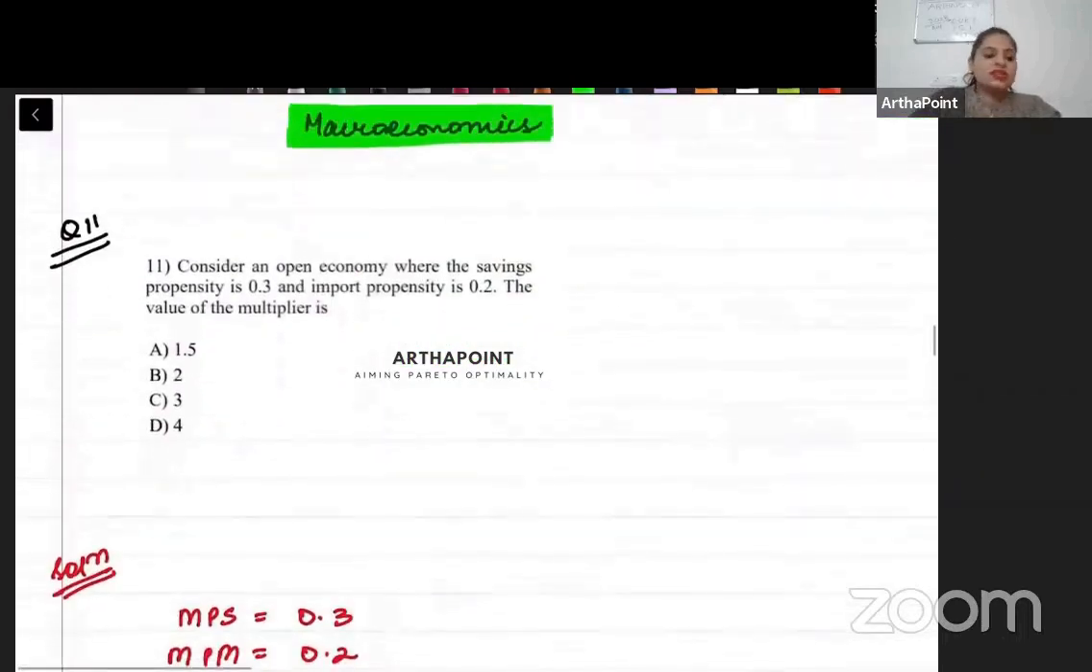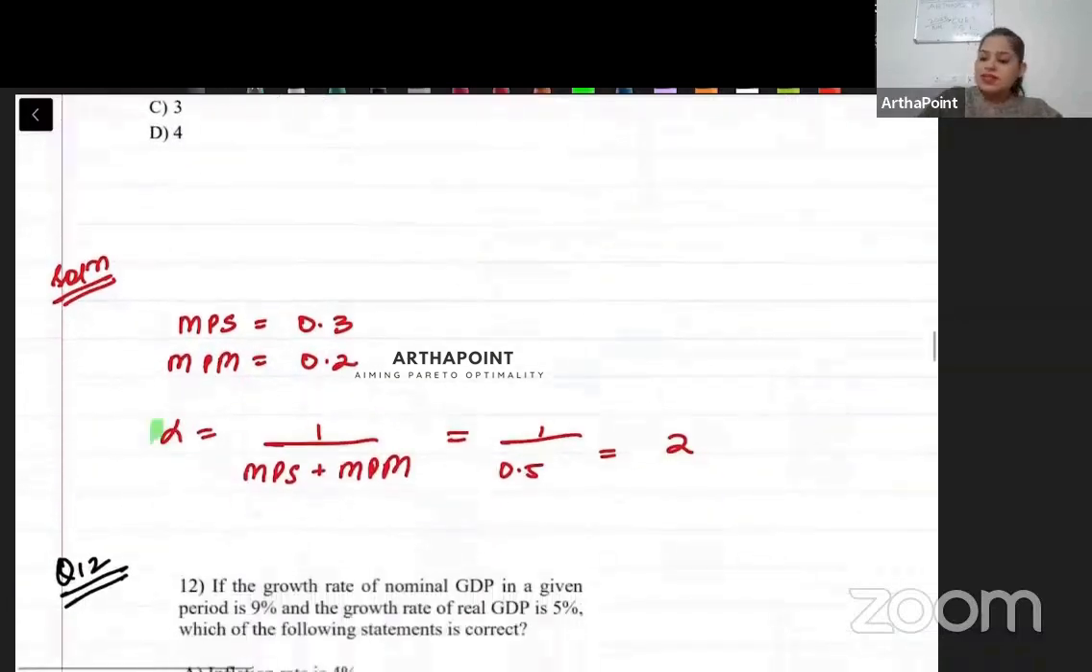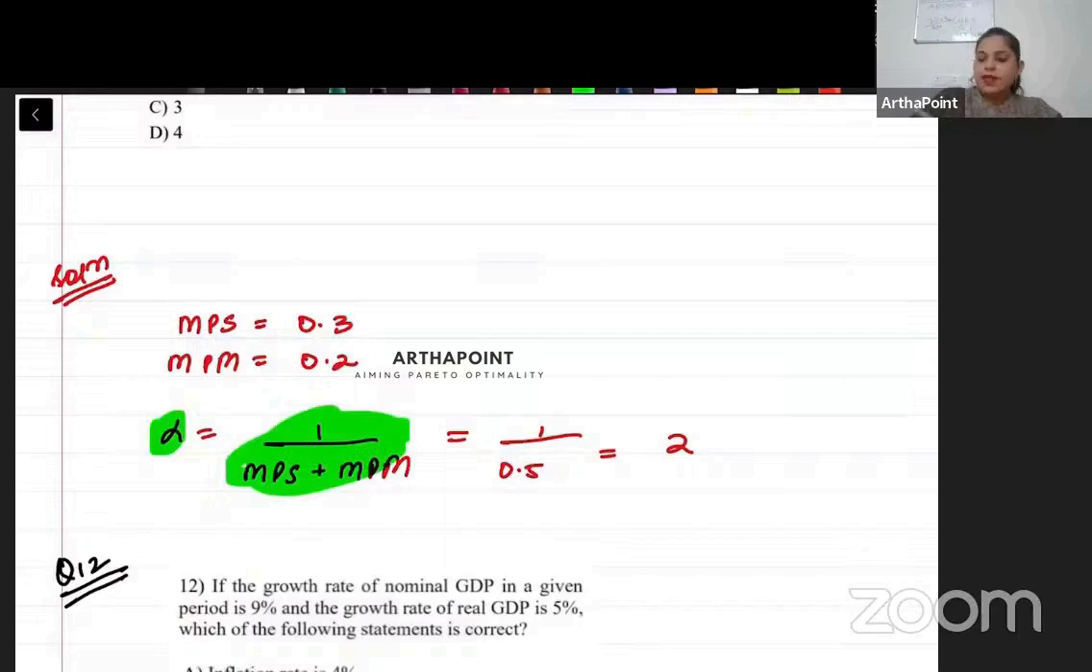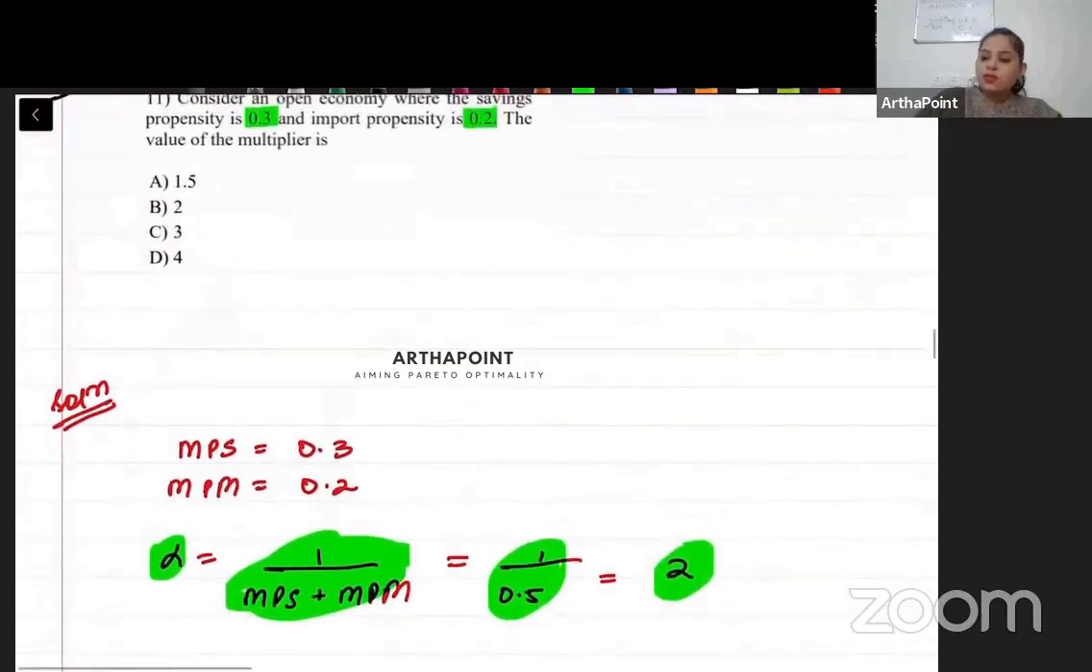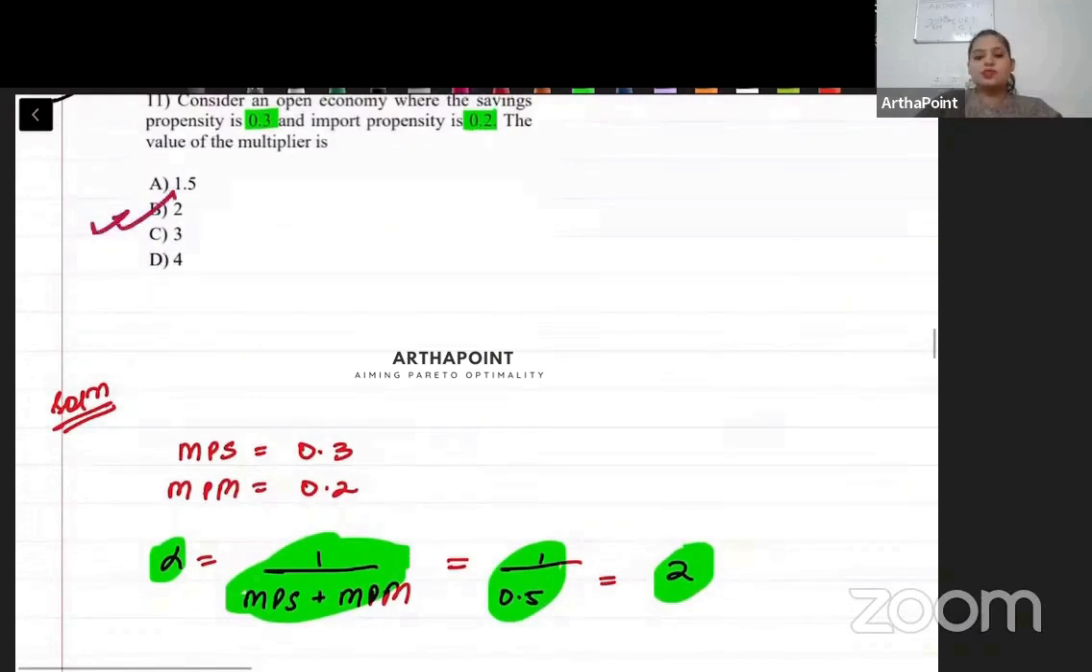Okay, now let's go and talk about the macroeconomics part. The first question. Consider an open economy where savings propensity is 0.3 and import is 0.2. Value of multiplier is very simple. Multiplier is given by 1 by MPC plus 1 by MPM. So it will be 1 divided by 0.5, which will be 2. So the value of your multiplier is 2.